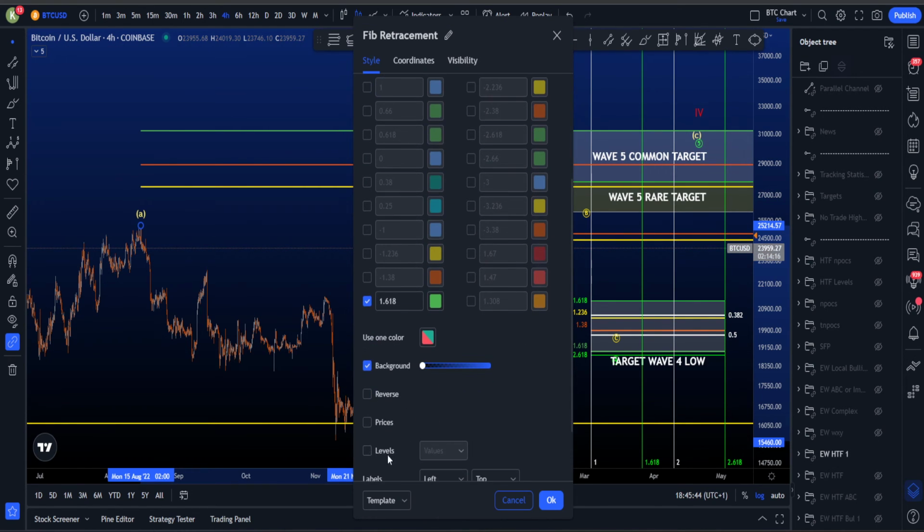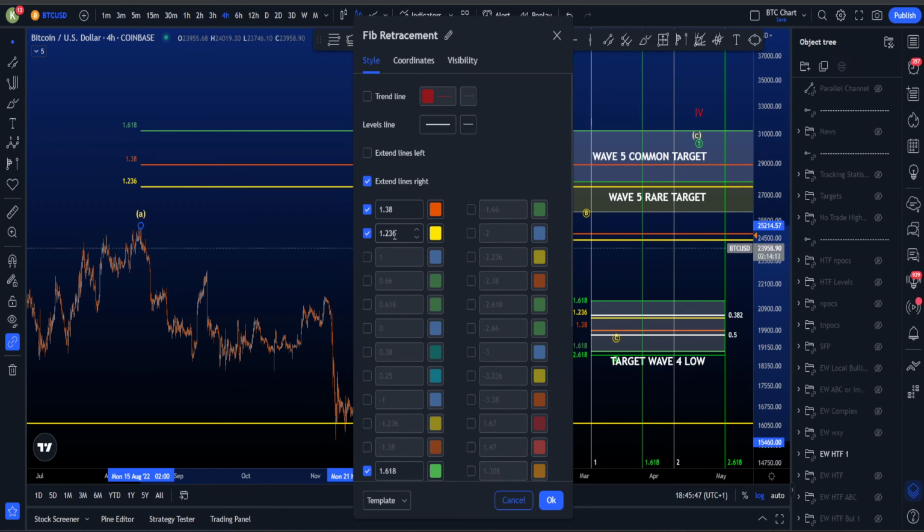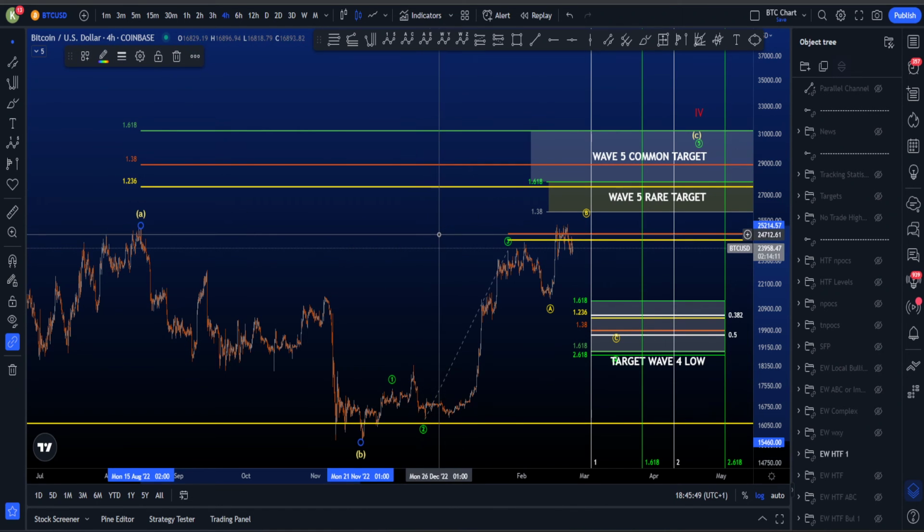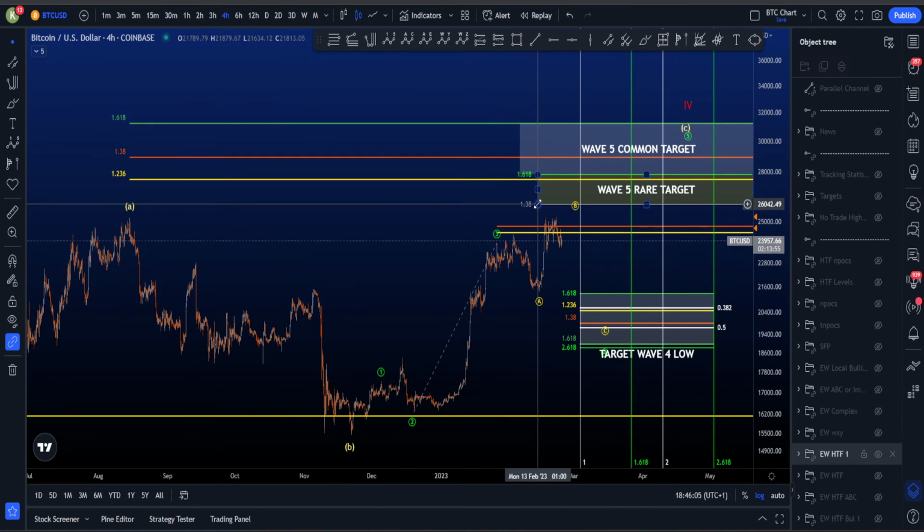Those are the levels, the 1.236 and the 1.38, which for me are very good Fibonacci levels, and wave C tends to end somewhere between these levels, but the official target is all the way up to 31.2, like the common target. So between like 27.8 and 31.2 is the common target, and the rare target starts at 26K basically.